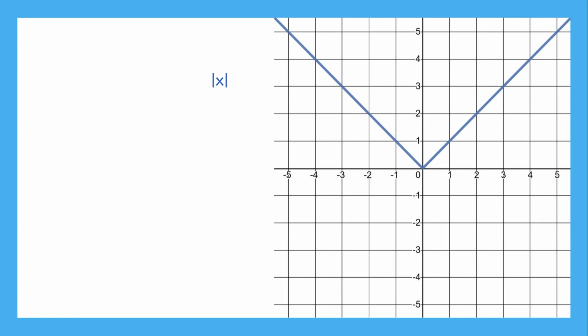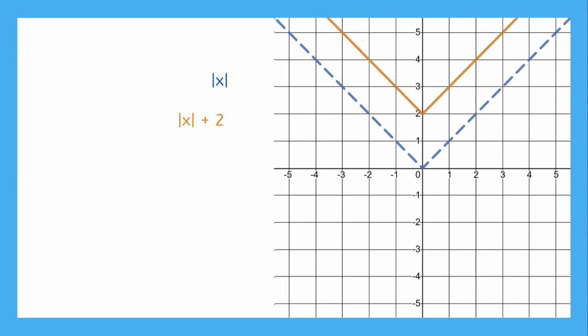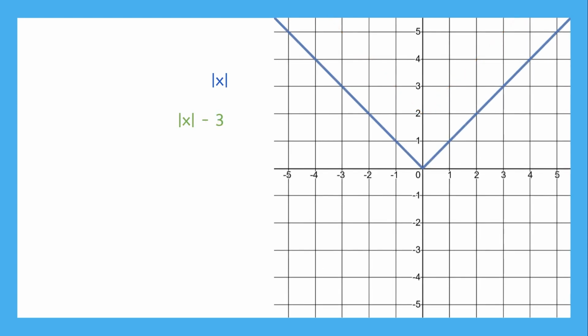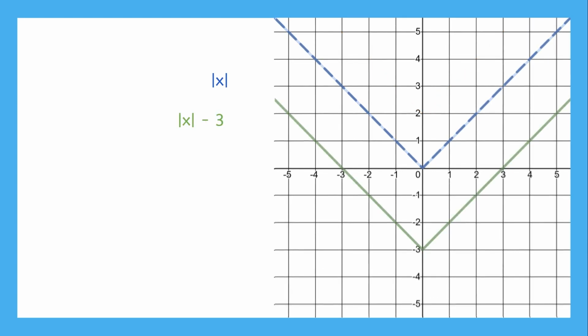Let's look at an example. Here, we've got a basic absolute value function, and here is that same absolute value function with an additional plus 2 at the end. That plus 2 is in the place of k, meaning it will cause a vertical shift. A plus vertical shift moves the graph up. By just adding 2 at the end, we managed to move the entire graph up by 2 units. If instead we subtracted 3, the base function would be moved down 3 units.